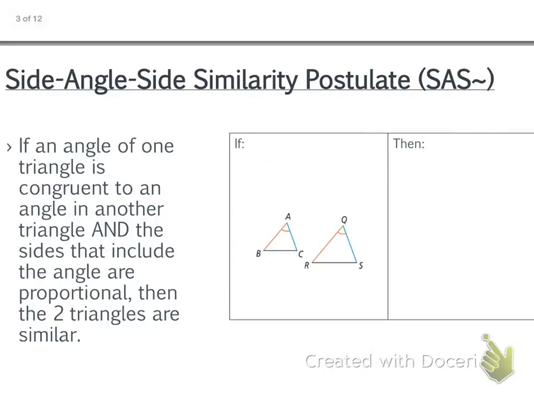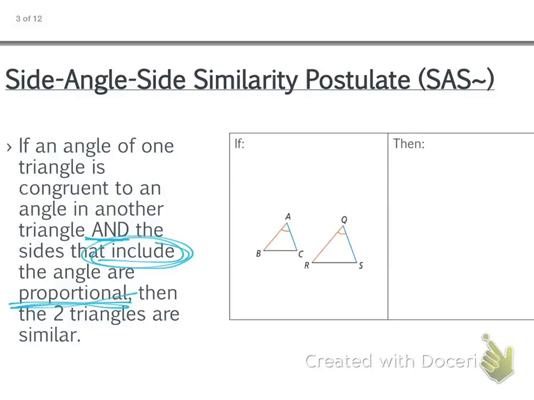My next one is side, angle, side. So if an angle of one triangle is congruent to an angle of another triangle and the sides that are included in that angle are proportional, not congruent, but proportional this time. They can be congruent, but they need to be proportional. Then the two triangles are similar.